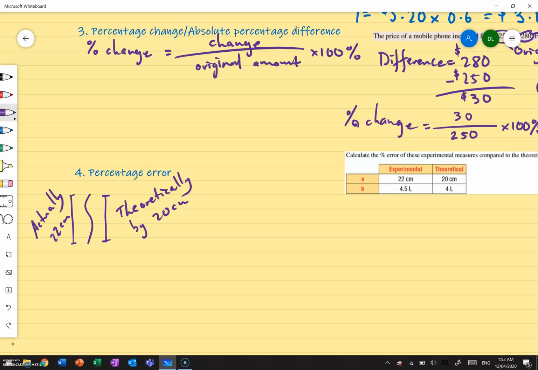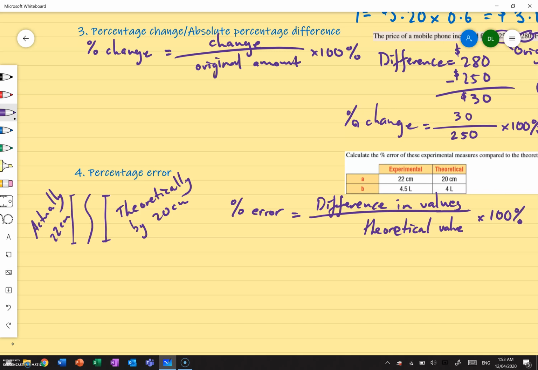Well, what's the percentage error? What percentage is it different from what it actually is to what the theoretical value is? So we use this formula over here. Percentage error equals the difference in values divided by our theoretical value, and then we times it by 100%. So it's the same formula as before, we're just using different words.